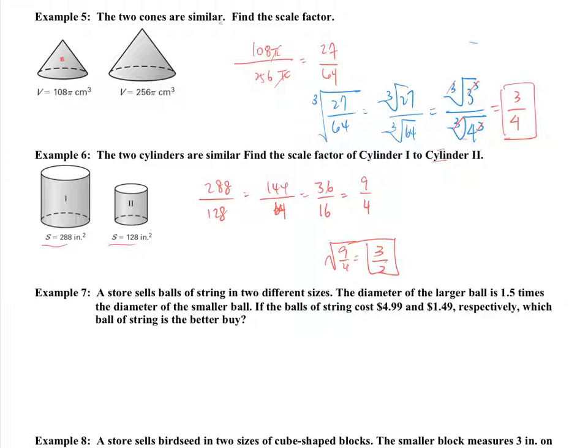And let's move on to example 7. A store sells balls of string in 2 different sizes. The diameter of the large ball is 1.5 times the diameter of the smaller ball. If the balls of string cost $4.99 and $1.49 respectively, which ball of string is a better buy? So I would use volume of the large one and set it equal to the volume of the small one.